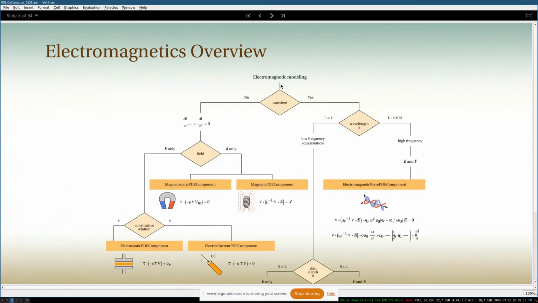So here is an overview of the different components that you have. If you are into electromagnetic modeling, the first question you ask is, do I have a time-dependent system? Yes, no. And if it's not time-dependent, you know that the time derivatives of the electric and the magnetic field are 0. Then you can decide, am I interested in the electric field or in the B field? If you're interested in the B field, you can decide whether you have a magnetostatic component, or if you have a magnetic PDE component, there you have an electric current. So this flowchart directs you to which PDE component you could use for different scenarios.